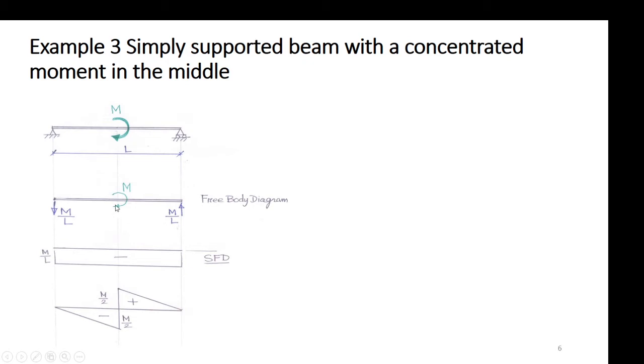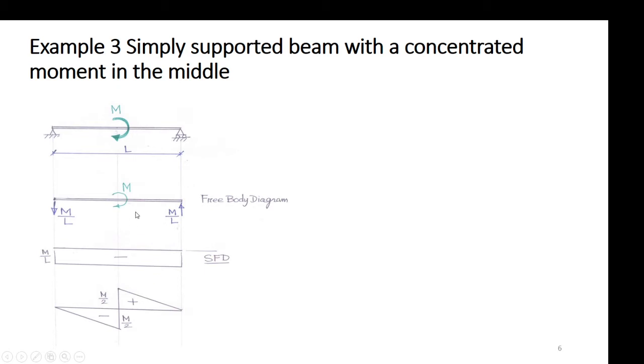If you have any confusion, you come from the right side. You have assumed left up, right down. Again, right up, so it is a negative shear from the right. M by L, negative shear from the left. M by L, negative shear from the right. You have a complete M by L negative shear force diagram throughout its length.